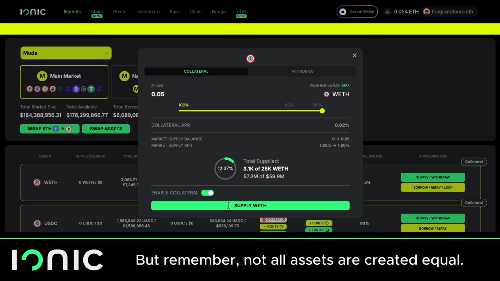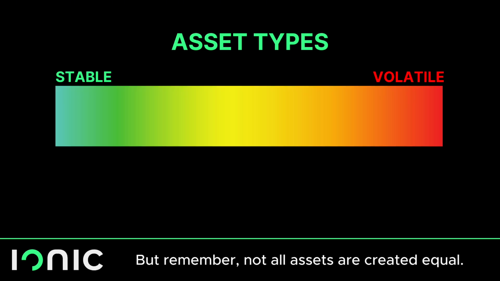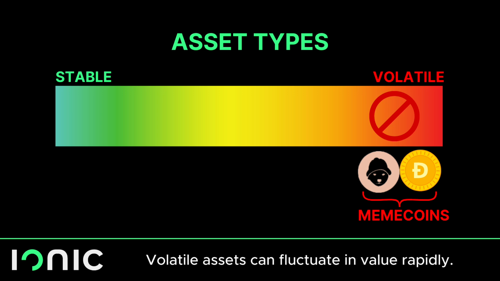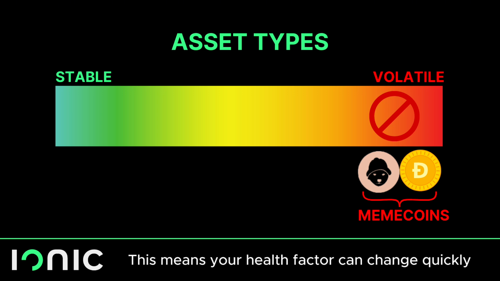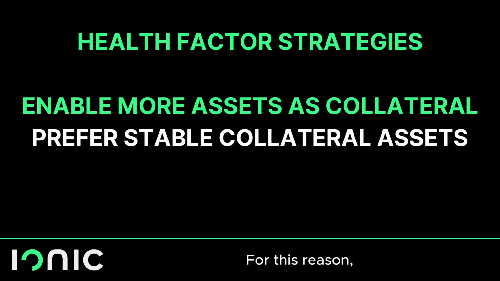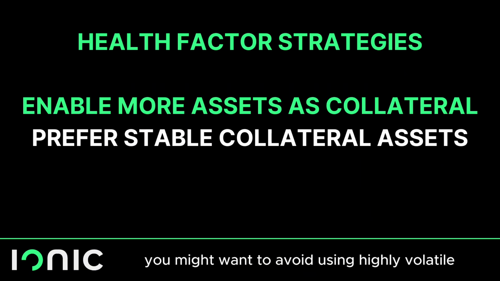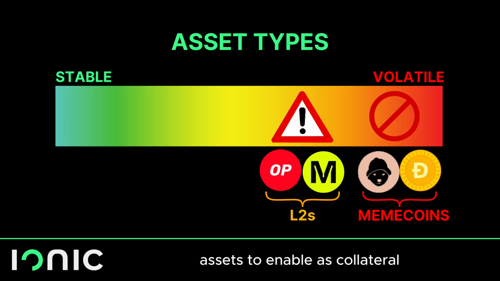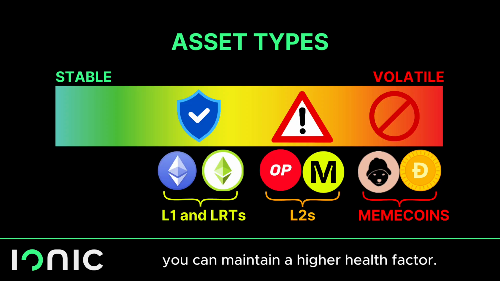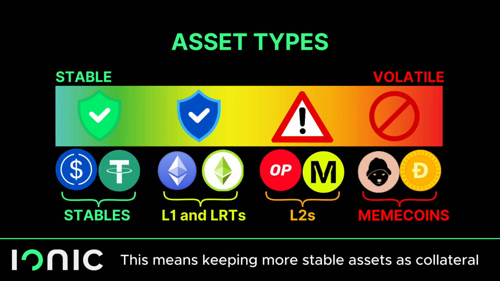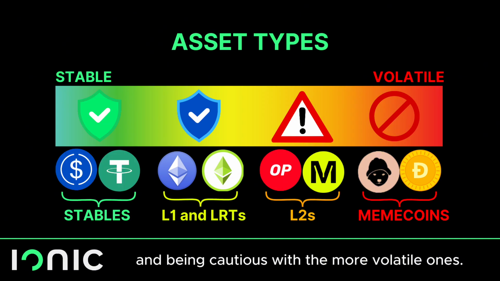But remember, not all assets are created equal. Some assets are more volatile than others, and using them as collateral can be risky. Volatile assets can fluctuate in value rapidly. This means your health factor can change quickly, putting you at risk of liquidation. For this reason, you might want to avoid using highly volatile assets as collateral. By carefully choosing which assets to enable as collateral, you can maintain a higher health factor. This means keeping more stable assets as collateral and being cautious with the more volatile ones.